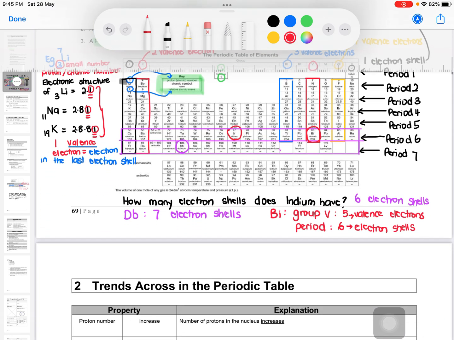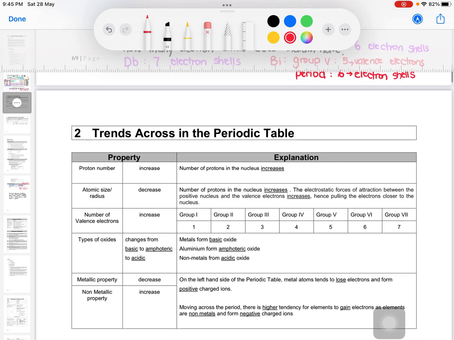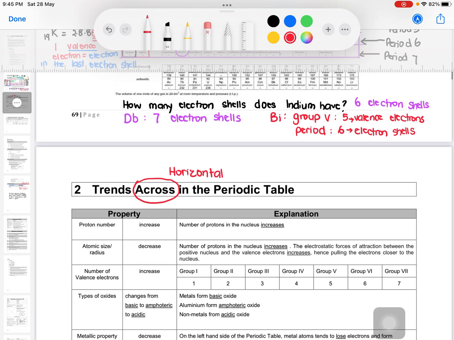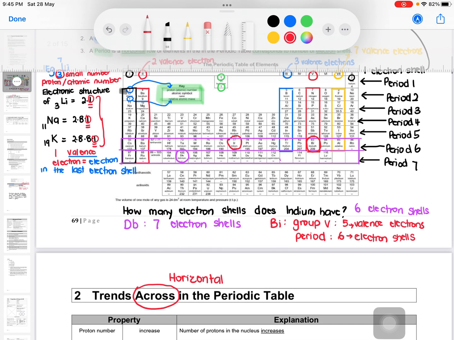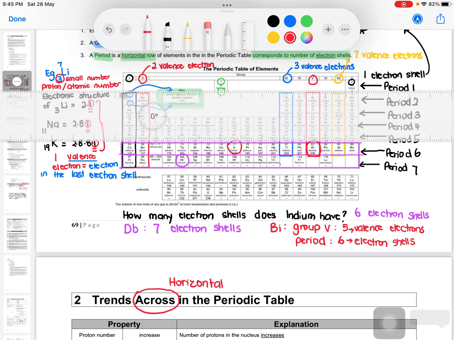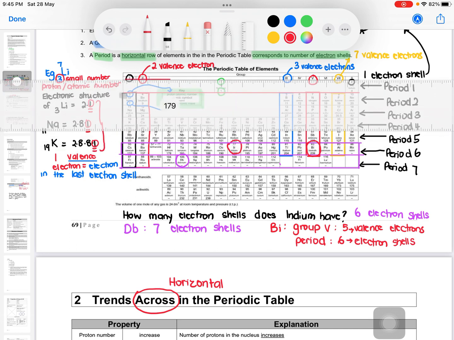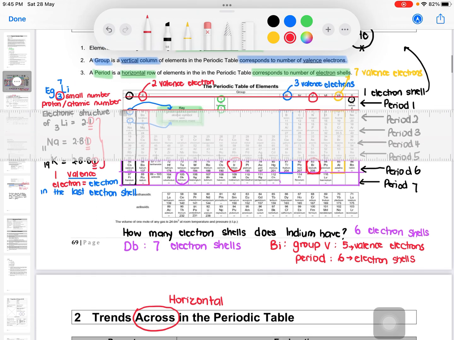Okay, next we are going to go to the trends in the periodic table. When they say across, it means horizontal row. Okay, it is horizontal, so I will have to go along my purple line. So this is across, starting from here it is across. Okay, trends across the periodic table. So just look across.